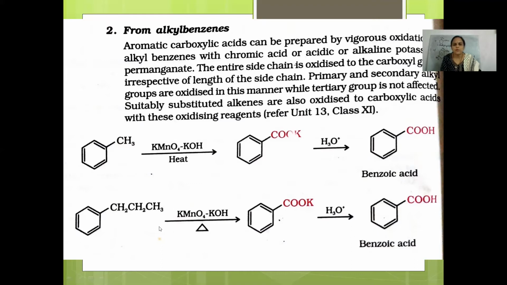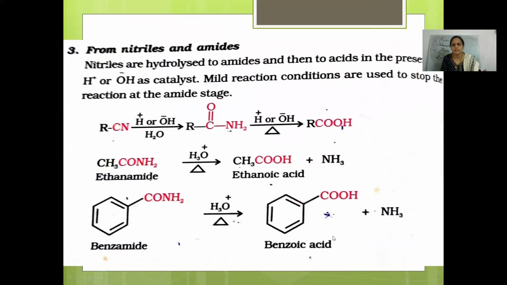Then this is propyl benzene on treatment with KMnO4 in presence of KOH. When heated, the whole group gets converted to COOK, the potassium salt or carboxylate, which undergoes hydrolysis, resulting in the formation of benzoic acid. The third method of preparation of carboxylic acid is from nitriles and amides.